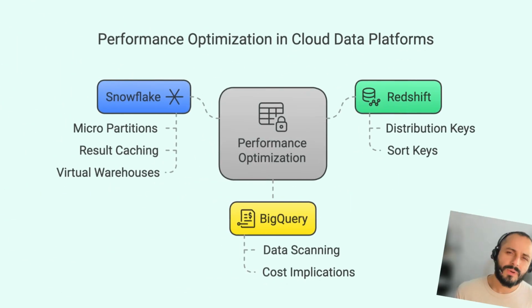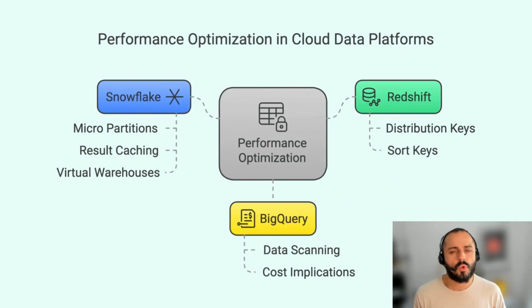Performance optimization is a topic close to the hearts of data engineers and analysts everywhere. Each platform has its own strategies for query optimization. Redshift, for instance, benefits greatly from choosing the right distribution keys and sort keys, which define how data is physically laid out across nodes. Snowflake automatically manages clustering via its micro-partitions, but you can fine-tune how it caches certain results or scale up your virtual warehouses for especially large workloads.